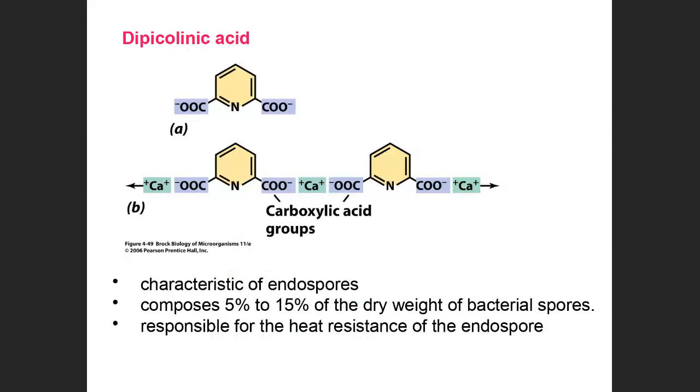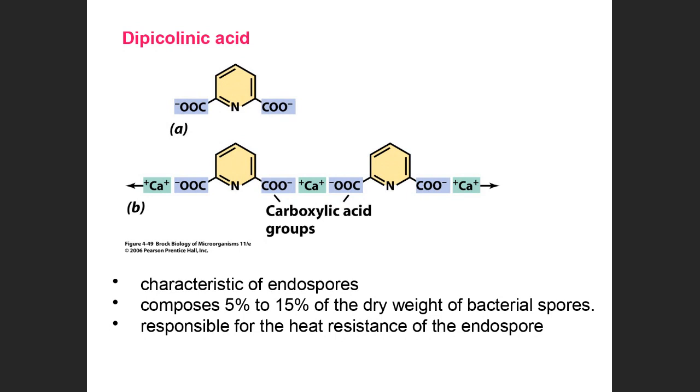Yes, and this is the chemical structure of dipicolinic acid. It's quite easy. You can see it is a benzene ring with a nitrogen at the para position, and then two carboxyl groups, which are both at the meta position of the benzene ring. These are then bonded together to another moiety of the dipicolinic acid via calcium ions.